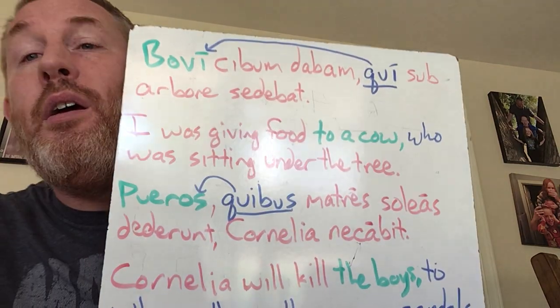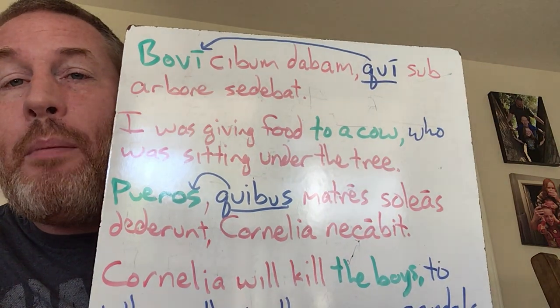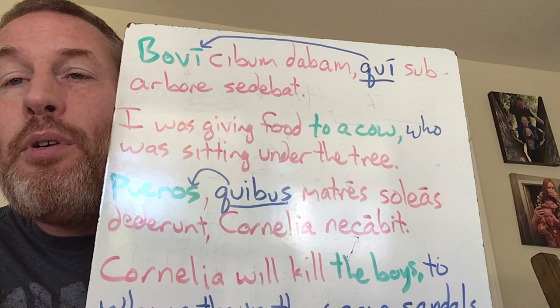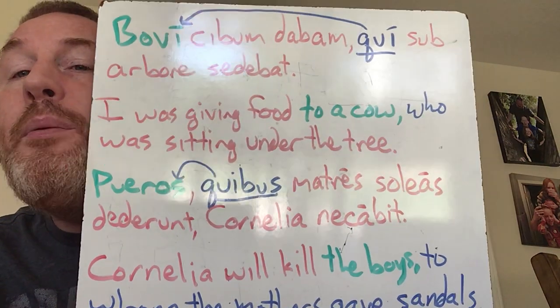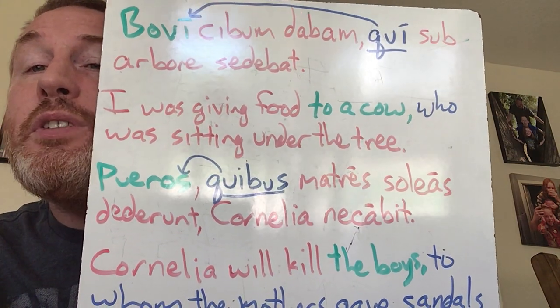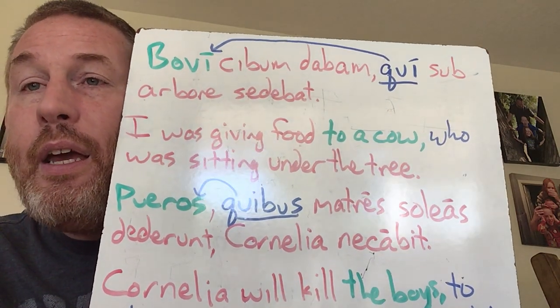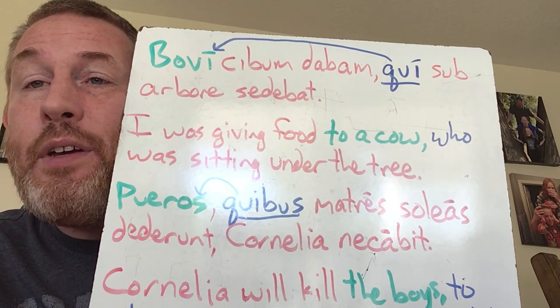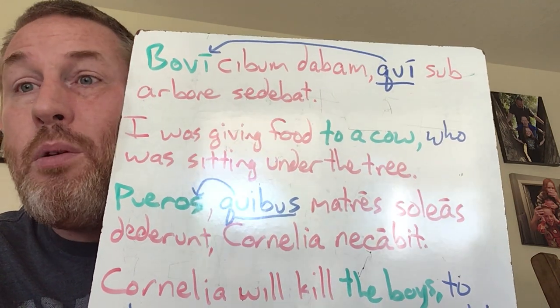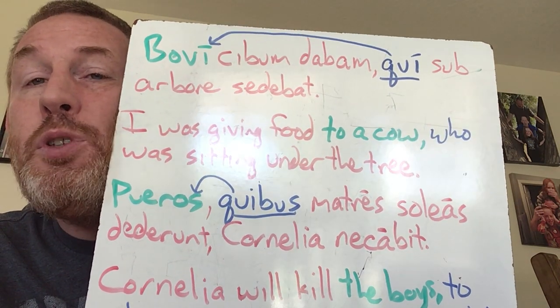So: bovi cibum dabam, qui sub arbore sedebat. I was giving food to a cow who was sitting under the tree. So bovi is an indirect object, right? I was giving food. What was I giving food to? A cow, to a cow. I was giving food to a cow.